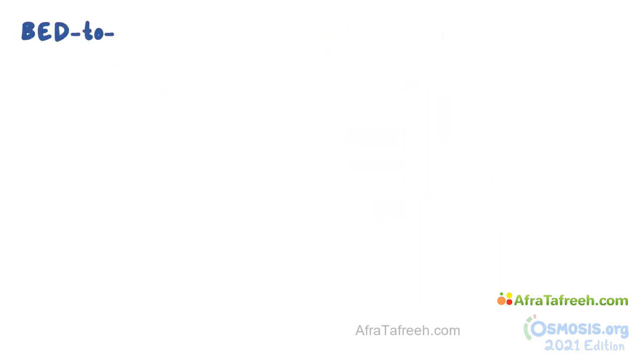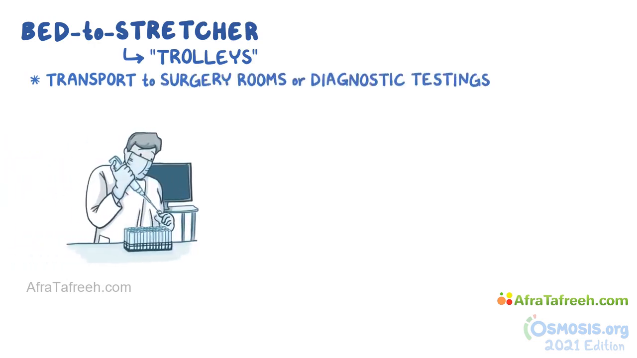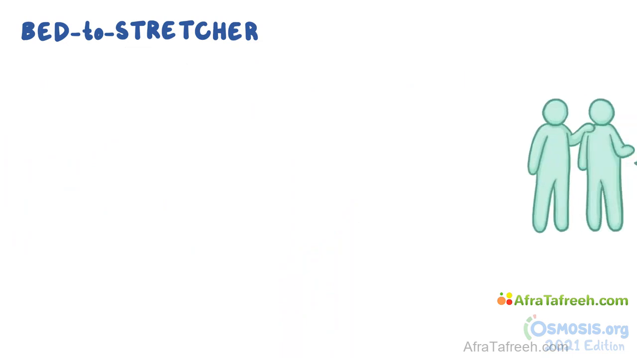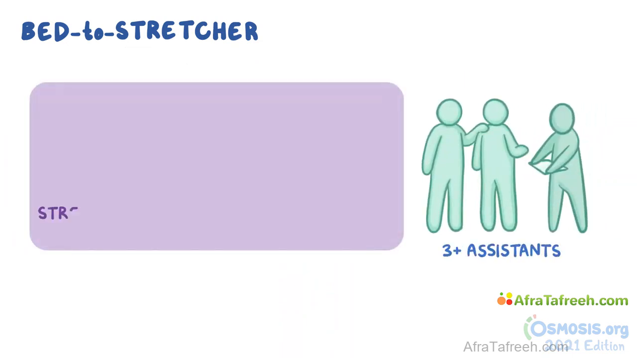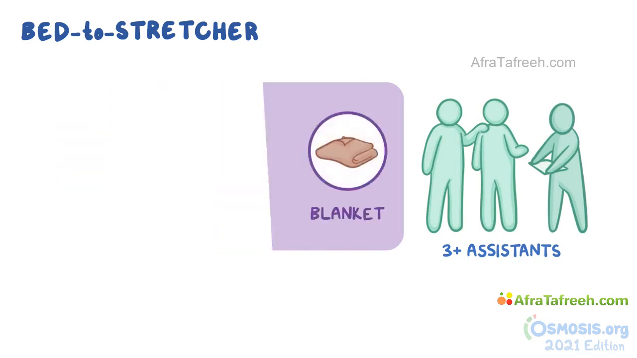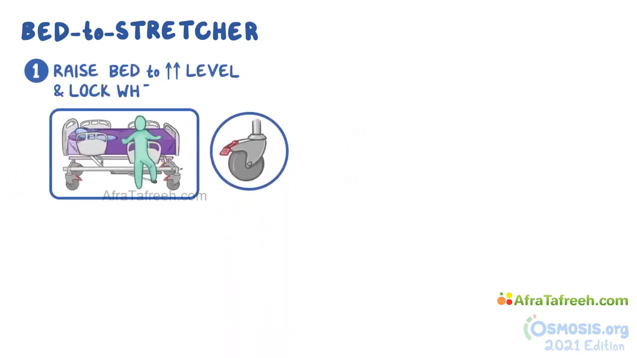Next, we have a bed-to-stretcher transfer. Stretchers are also known as trolleys, and they are typically used to transport people to surgery rooms or diagnostic testings, but they can also be used to transport comatose or severely ill people. This type of a transfer requires at least 3 assistants, a stretcher, a lift sheet, and a blanket. First, raise the bed to its highest level and lock the wheels.